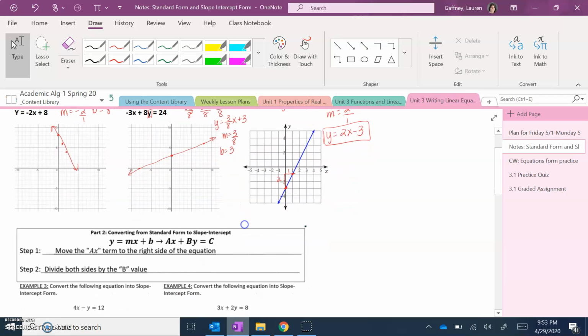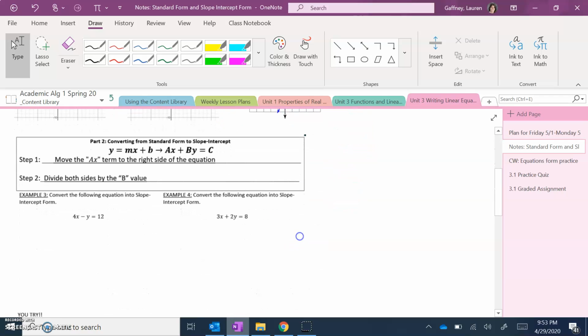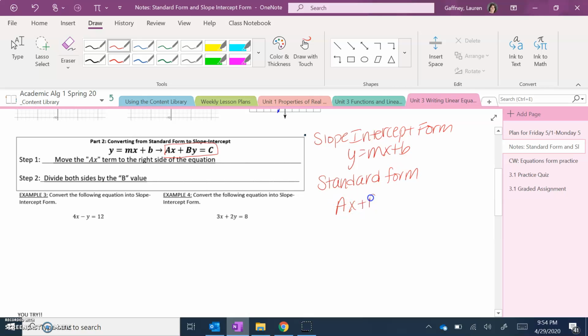We're going to take this a little bit further for a couple of days. I'm not going to do all of the examples here, but in this file, we're going to learn about something called standard form. Standard form is a different form. We know that slope-intercept form is y equals mx plus b. Standard form is ax plus by equals c.